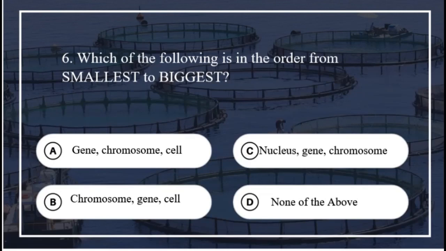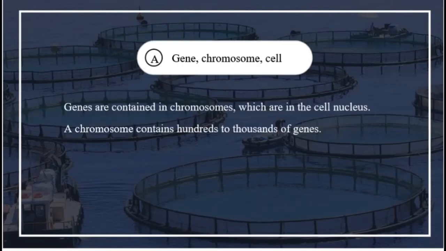6. Which of the following is in the order from smallest to biggest? A. Gene, chromosome, cell. B. Chromosome, gene, cell. C. Nucleus, gene, chromosome. D. None of the above. Answer: A. Gene, chromosome, cell. Genes are contained in chromosomes, which are in the cell nucleus. A chromosome contains hundreds to thousands of genes.